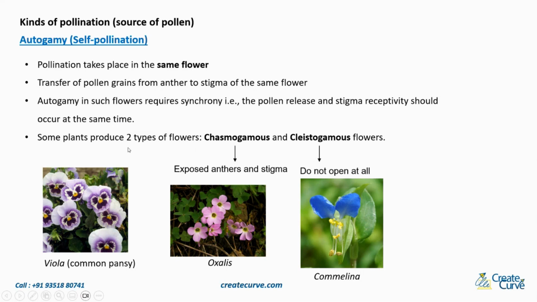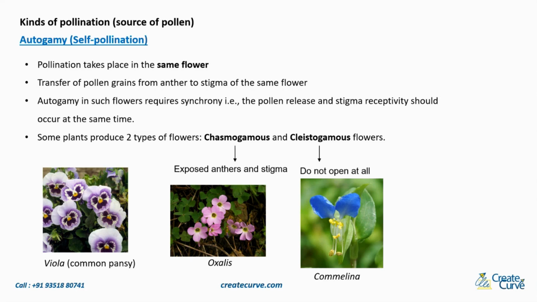Now, you have plants which can produce two types of flowers. One is chasmogamous flowers, and then you have cleistogamous flowers. The chasmogamous flowers have exposed anthers and stigma, in the sense they are completely open. So if the flowers are open like this, the anther and the stigma both are exposed to the environment. A lot of times, for such flowers, apart from autogamy, you can have cross-pollination also happening, right? Let us say some wind-pollinated pollen grains come and stick on the stigma. So these are chasmogamous flowers.